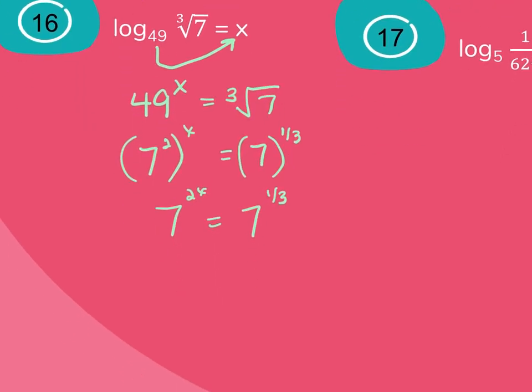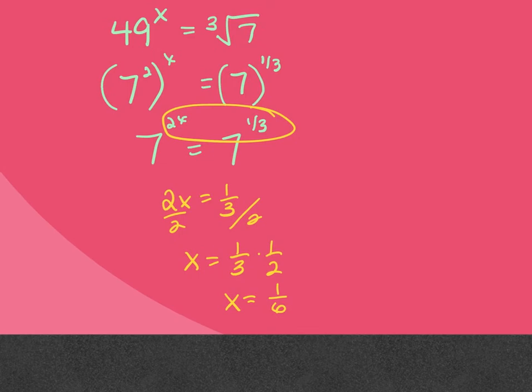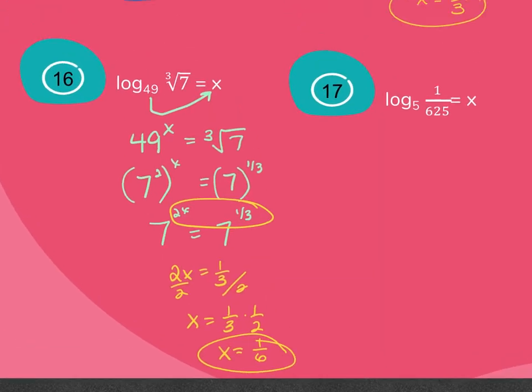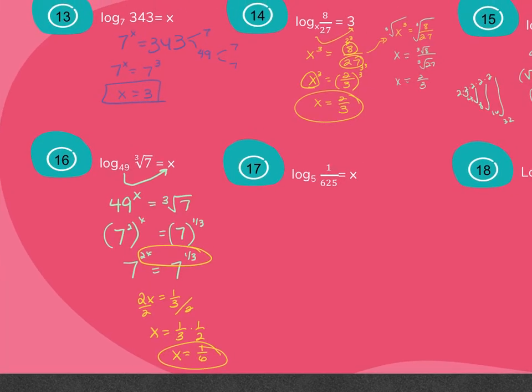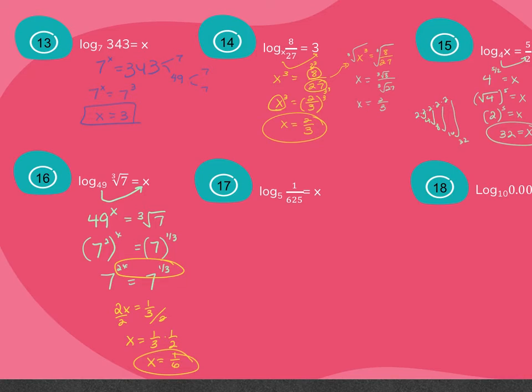Now the bases are the same, so I focus just on the exponents. 2x equals 1/3. Divide both sides by 2, which is the same as multiplying by a half. And I get x equals 1/6. So when I'm looking at your homework, obviously something like the ones on the last page, I expect that you could do some of that stuff in your head. But when I'm looking at stuff like this, there definitely needs to be work done.